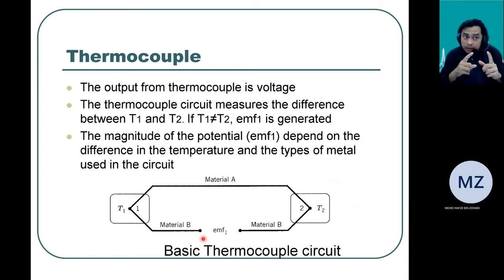All right, so the main criteria is that T1 and T2 must have a temperature difference. If there's no temperature difference, there will be no EMF and then no electrical current flows. All right, so this is very important.